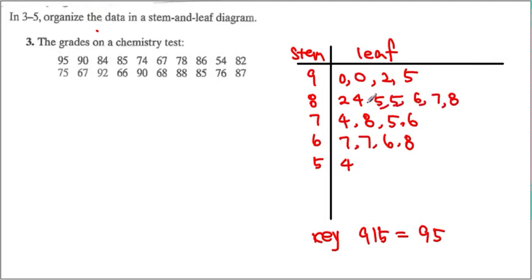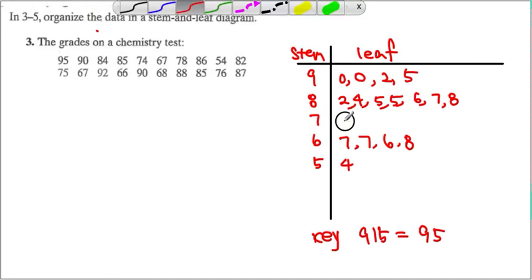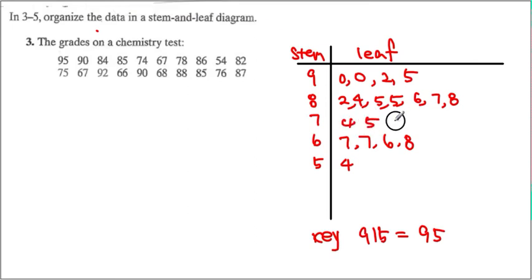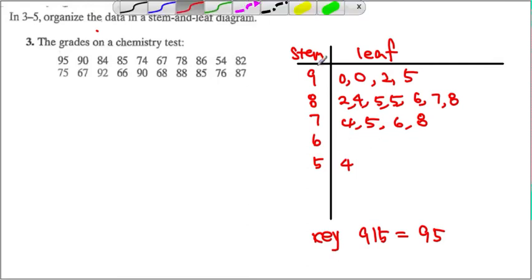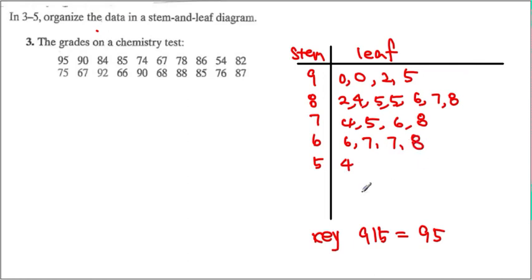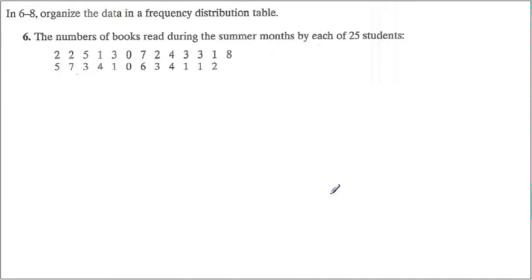If you write them up in increasing order, then it will be nice for the readers to look at. Here 4, 5, 6, 8. Here 6, 7, 7, 8. And 4. Alright, so that's it. Let's look at the second question.